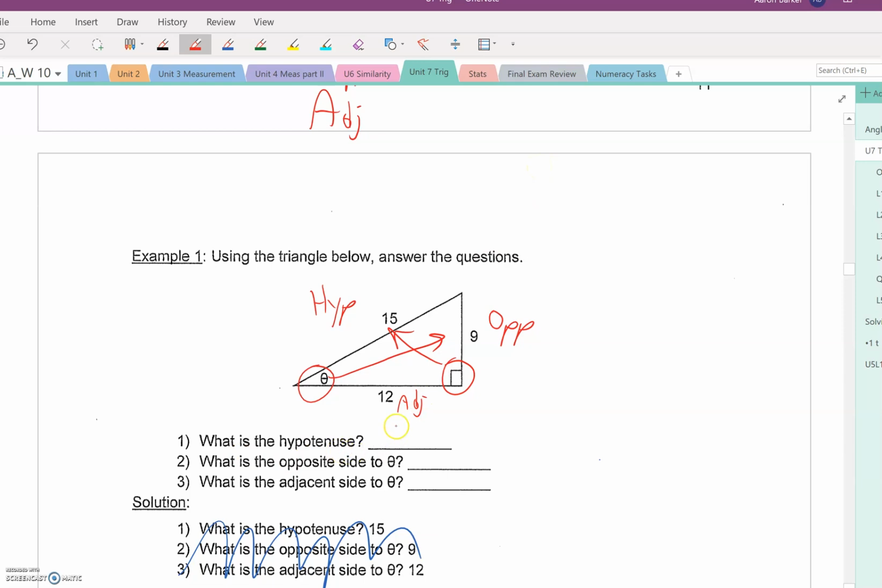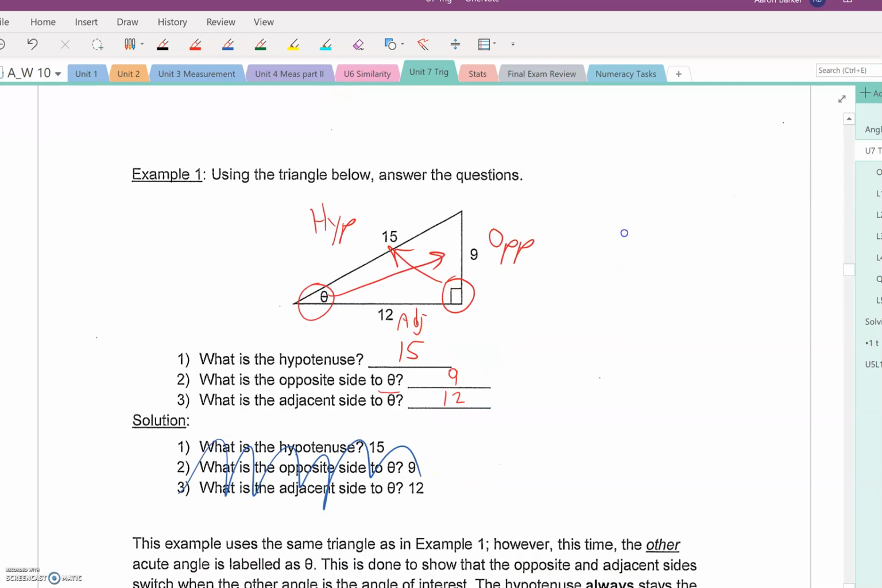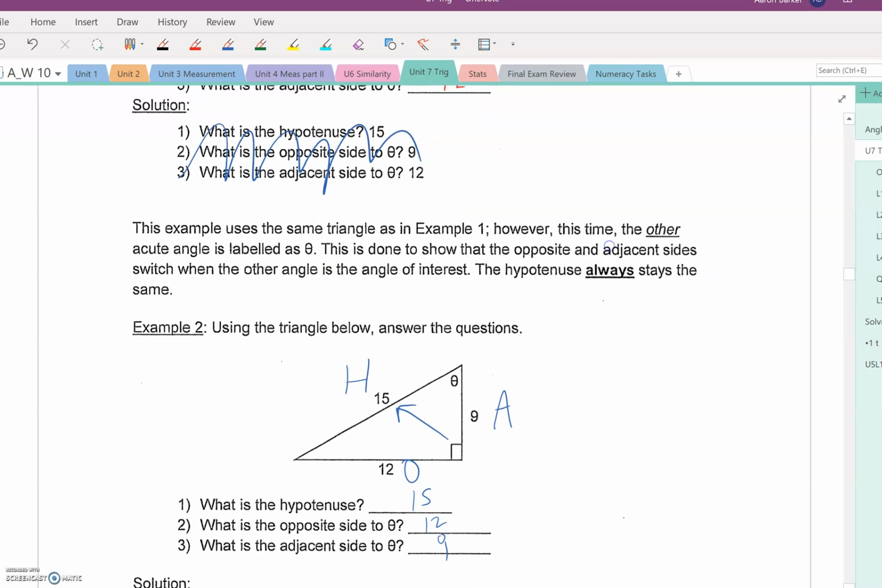So what is the hypotenuse? Well, the hypotenuse is side 15. That's how long it is. What about opposite angle theta? Well, that's 9. That's opposite angle theta. What about adjacent angle theta? Well, adjacent would be 12. There you go. Next example, exact same thing.